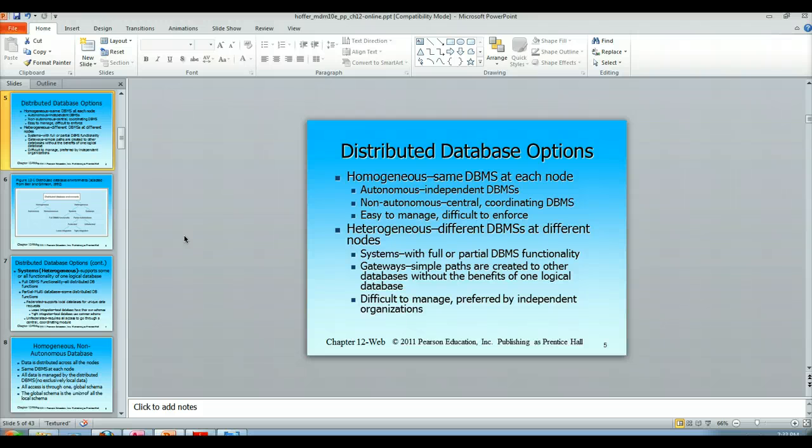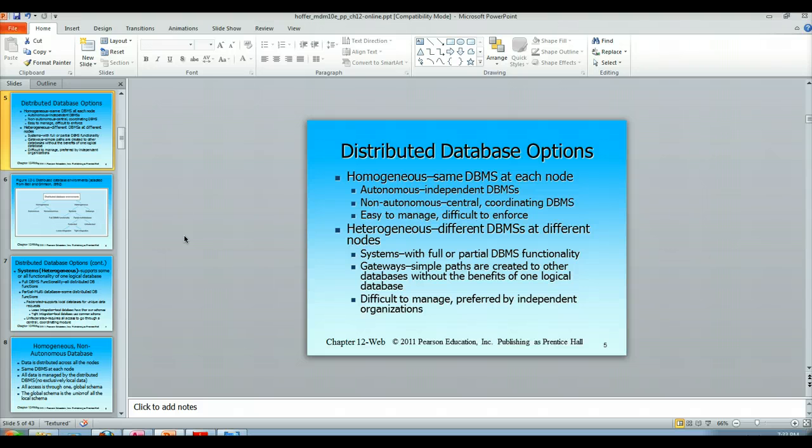If they're all homogeneous, that means they're easy to manage, but the difficulty comes in the enforcement of the data, actually distributing the data to all of the different databases that are out there. Heterogeneous means you have a different database management system at each node. So you can set up systems with full or partial database management system functionality, as I said, depending on the vendor and the software that you're using.